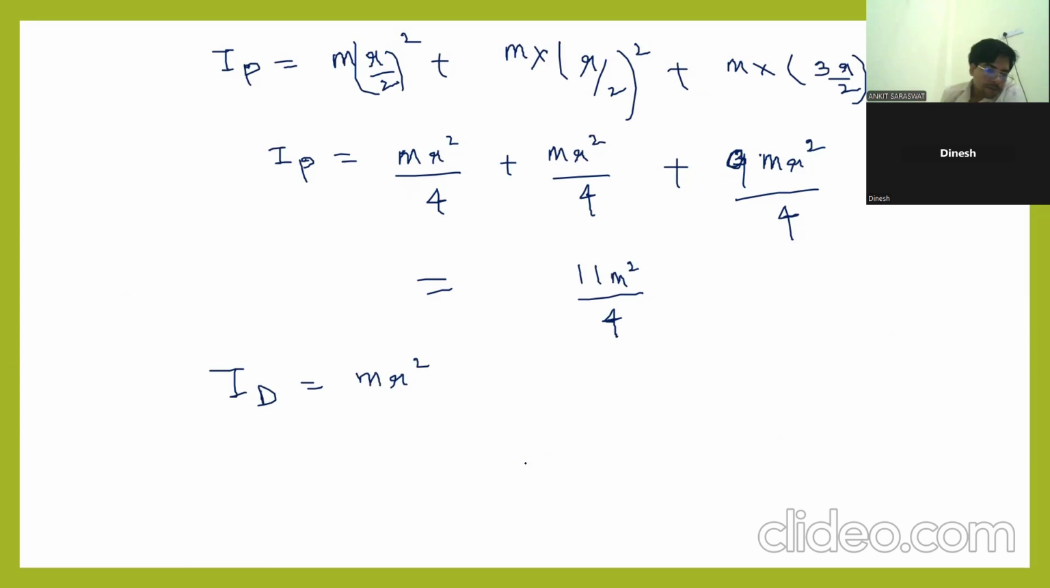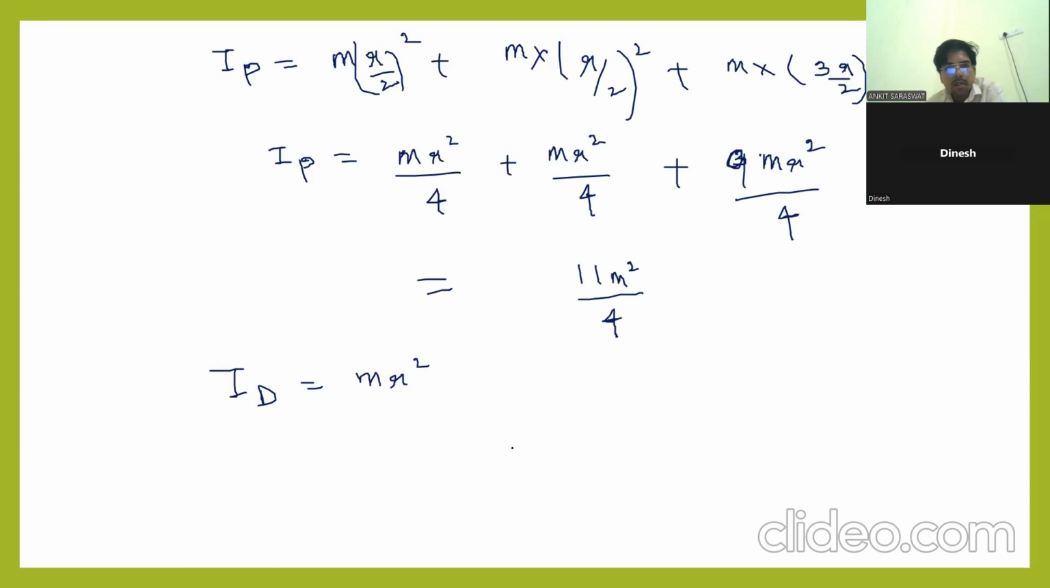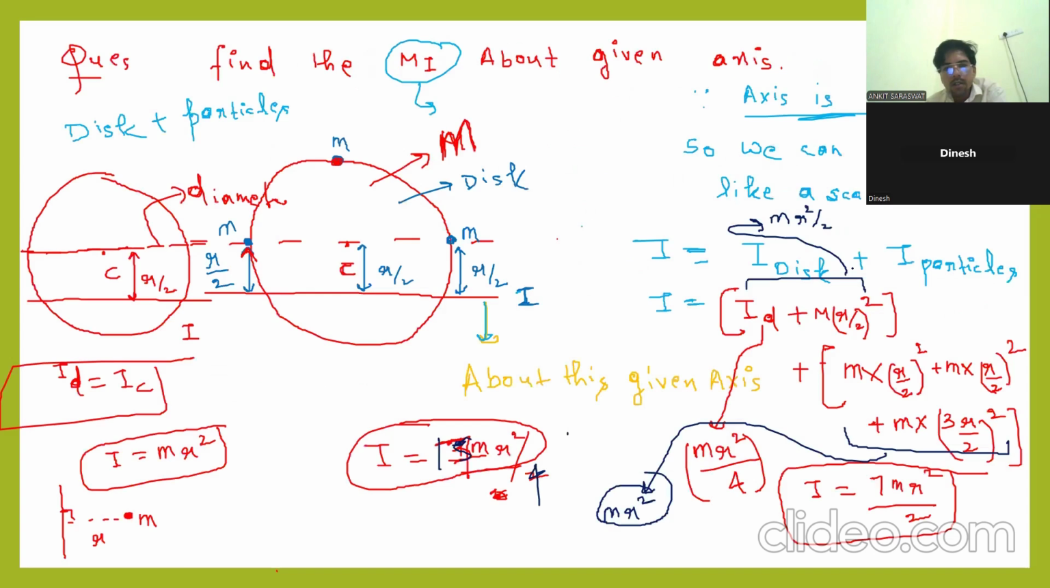Any doubt? No, sir. Next question. This question is a little bit tricky. Maybe I will give you homework. Here, for mr square by 4 and mr square by 4, if we add, we get 2 mr square by 4. Take the LCM, 4. So 9, 10, 11. Not for that, sir, for Id plus m r by 2 the whole square.